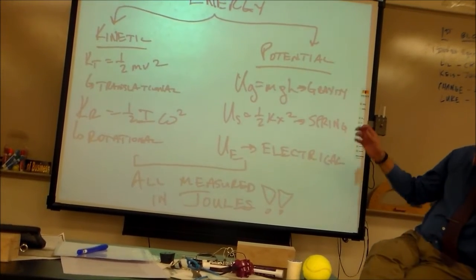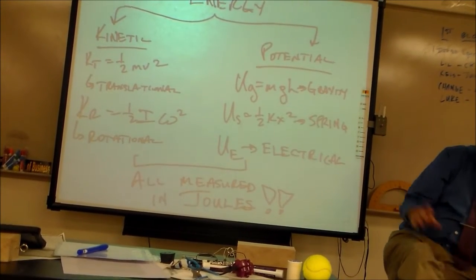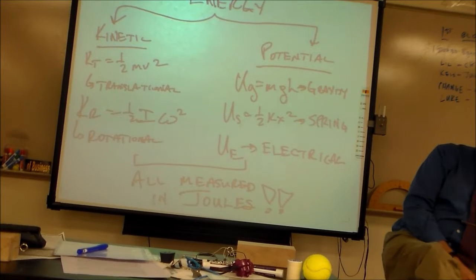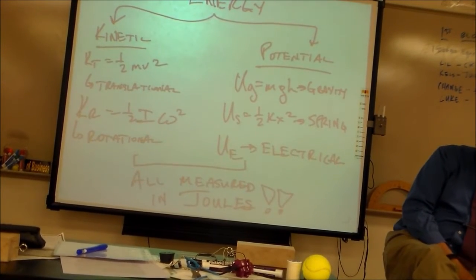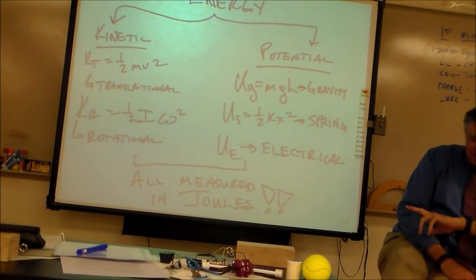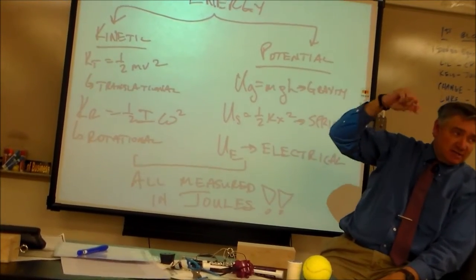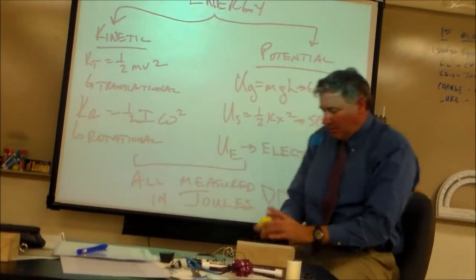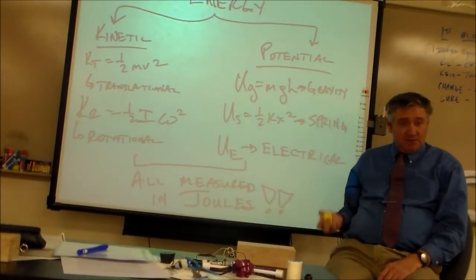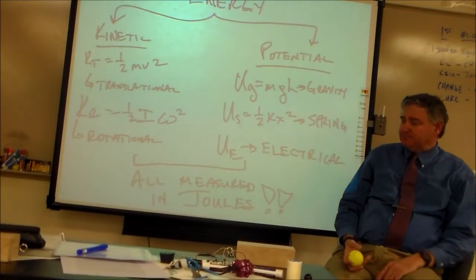Now, we're going to have two broad classifications of energy, kinetic and potential. Kinetic comes from the Greek word kinesis, which means motion, okay? So kinetic energy is going to be something that's in motion. So you can have KT, which stands for translational kinetic energy. That's like if I just take this tennis ball and throw it up in the air. So that's going to be translational kinetic energy.